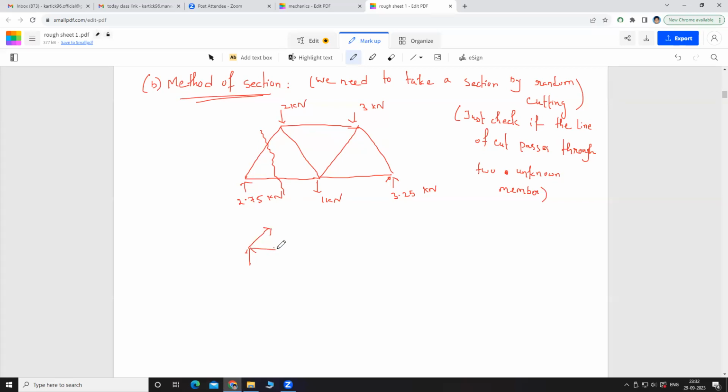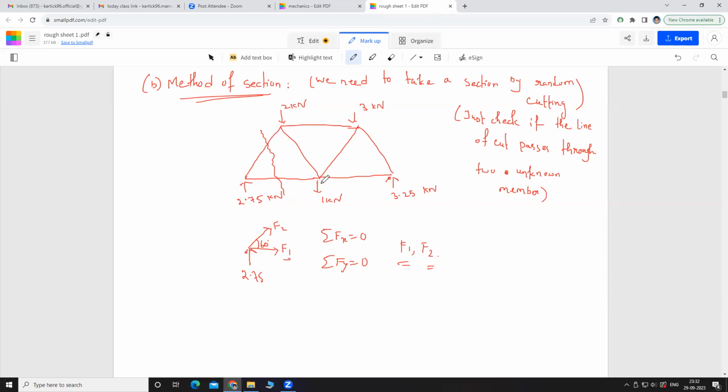So suppose these two. Now for this one, what we have already solved. Suppose that is F1, that is F2. So using that formula, summation of Fx equal to 0, summation of Fy equal to 0, you find out F1 and F2. And again, for this section, if you are getting positive, that means that is away, so the member is in tension. Fine. So these two things are done.